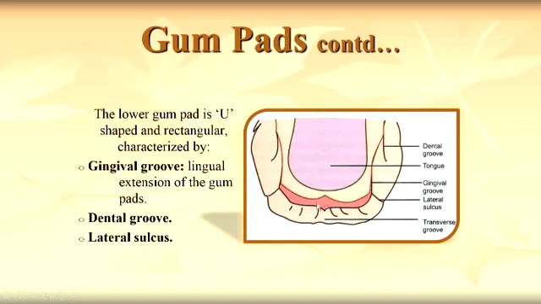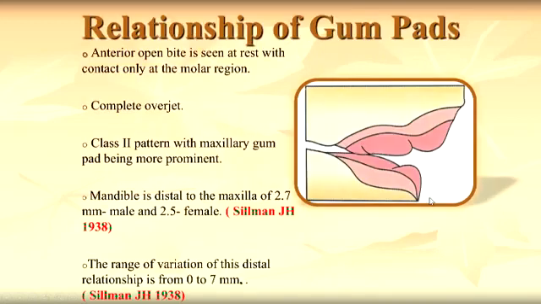The lower gum pad is U-shaped and rectangular, characterized by the gingival groove, lingual extension of the gum pad, dental groove, and the lateral sulci. Relationship of the gum pads: anterior open bite is seen at rest, with contact only in the molar region, complete or nearly so, and a Class 2 pattern being more prominent.